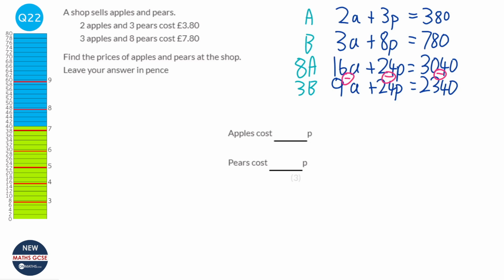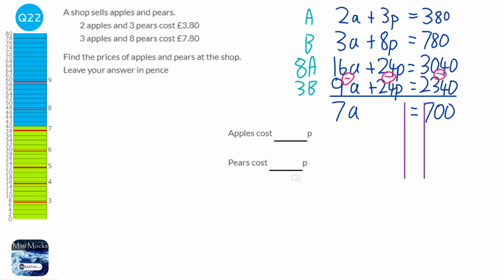So I could just do a little line here to show what we're doing. We're subtracting going downwards, and we're going to do 16a take away 9a, which will be 7a. 24p take away 24p, which is nothing, which is why we did that, to eliminate them. And then 3040 take away 2340 will be 700. Then I can put my lines in, and all I need to do now is divide both sides by 7, and I get A equals 100.